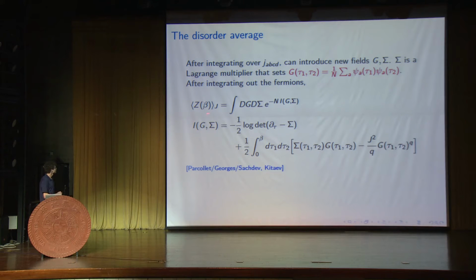You get the theory written in terms of these variables, just G and sigma. The fermions are gone, the disorder is gone, and we have this action. So it's a rather funny action, depending on these bilocal fields. This log determinant term comes from integrating out the fermions. The sigma G term is a leftover from the Lagrange multiplier. And then finally, this G to the Q term is the avatar in these variables of the psi to the Q interaction that we had in the Hamiltonian.